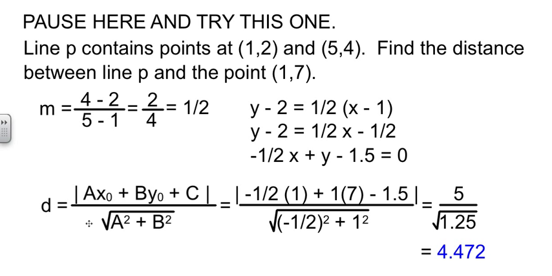Now we plug into our distance formula. -1/2 times 1 from the x of the point plus 1 times 7 minus 1.5. My calculator cleaned that up to be 5. -1/2 squared plus 1 squared is 1.25. 5 divided by the square root of 1.25. My calculator gave me 4.472. Okay. So hopefully the heavy lifting wasn't too bad. Just grinding through the steps.